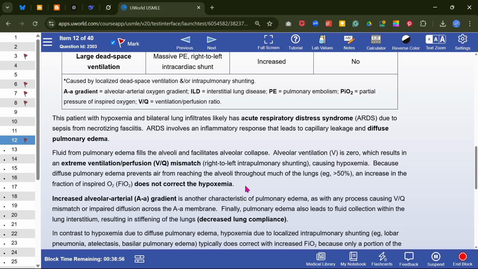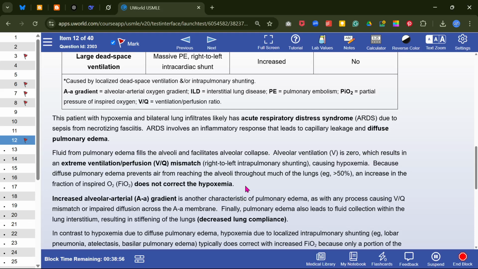ARDS due to sepsis from necrotizing fasciitis. ARDS involves an inflammatory response that leads to pulmonary leakage and diffuse pulmonary edema. Fluid from pulmonary edema fills the alveoli and facilitates alveolar collapse. Alveolar ventilation V is zero, which results in extreme ventilation perfusion mismatch, right to left intrapulmonary shunting, causing hypoxemia.